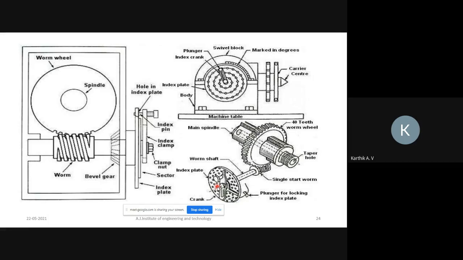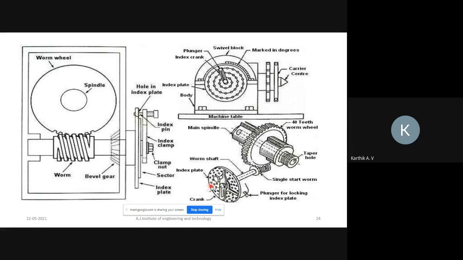Okay, suppose you want to create four divisions in the workpiece, how many rotations of this crank do you have to make? How many rotations of this crank? Tell me. For one rotation, one division. Two rotations is nothing but two divisions.